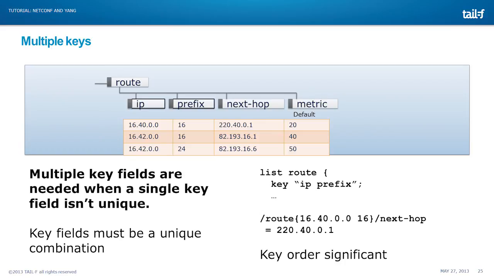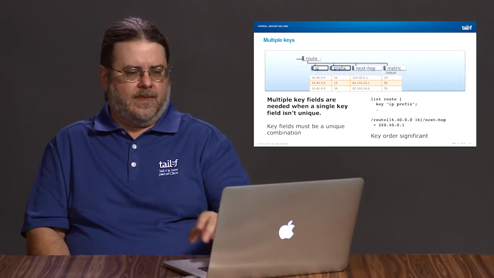Note that that key order is significant. The values of keys within the curly brackets of a key path must match the order that those keys appear in the YANG data model.